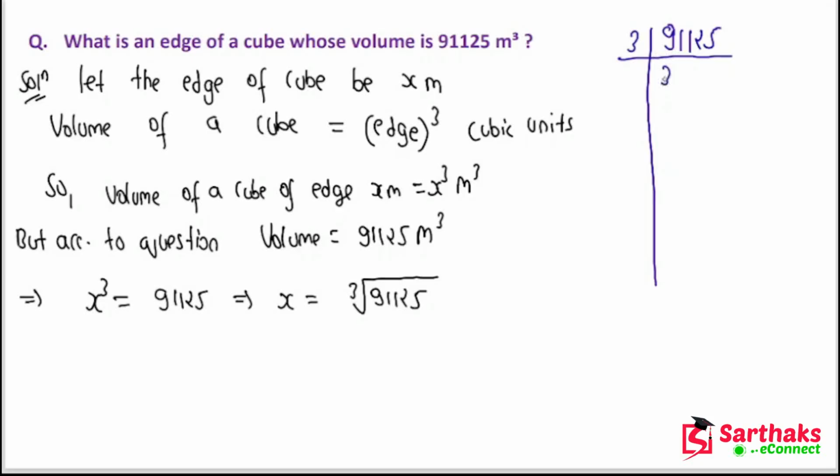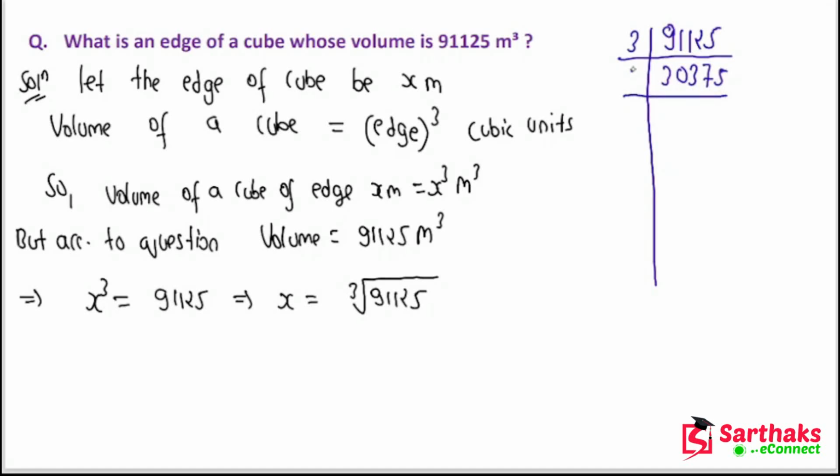So 3 into 3 would be 9. Then since we have to skip this 1, we cannot have 3 into 0. Or you can write like that also, that 3 into 0 equals 0. Then 1 and 1 would be 11. So 3 into 3 would be again 9. Then 2 and 2 would be 22. So 3 into 7 would be 21. Then 1 and 5 would be 15. So 30375 will be the number.